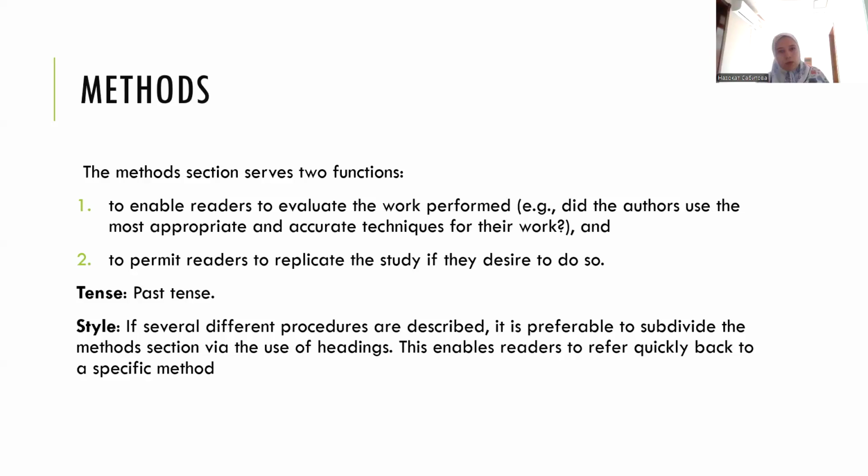In terms of style, if several different procedures are described, it's preferable to subdivide the methods section via the use of headings. This enables readers to refer quickly back to the specific methods. So if you have several techniques in your research, it's better to give subheadings to your research paper. You may include some material sections separately from the methods and write about your materials. And you may apply different techniques, for example, for different processes.